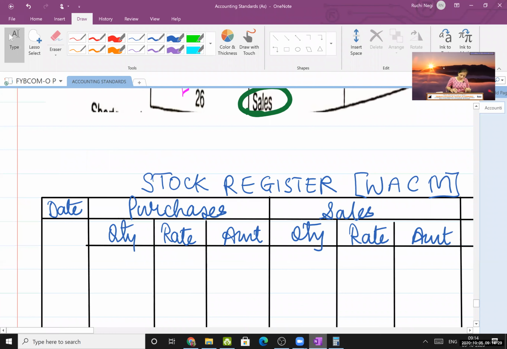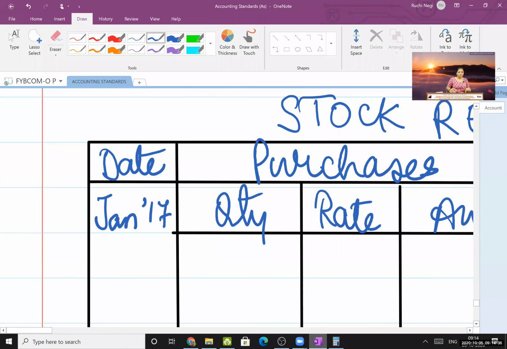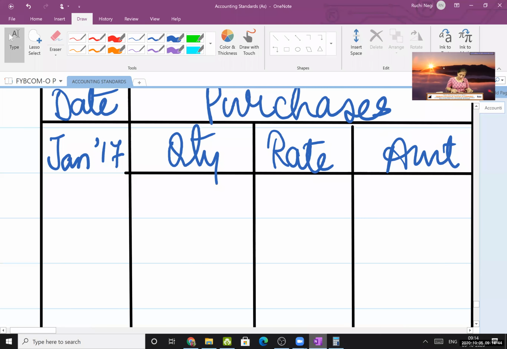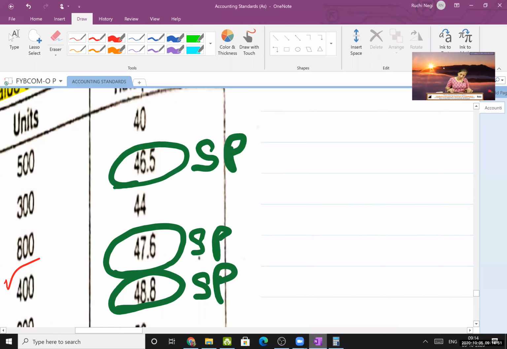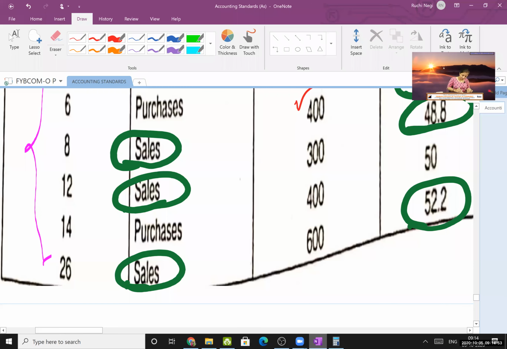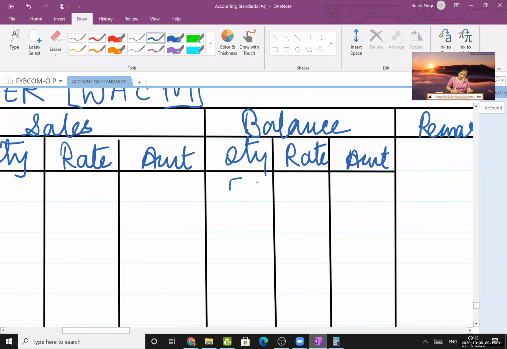So this is the full month of January 2017. So I can write here Jan 2017, a shortcut rather than writing the date every time, like Jan 17. Next, 1st January, there is an opening balance of 500 units at rupees 40. So write down here, 1st January, in the balance column 500 units and the rate, write down 40.